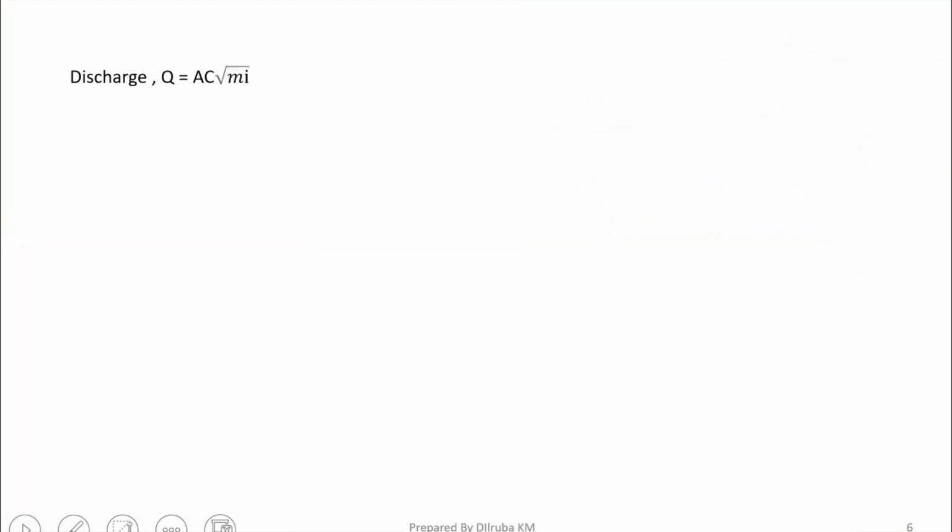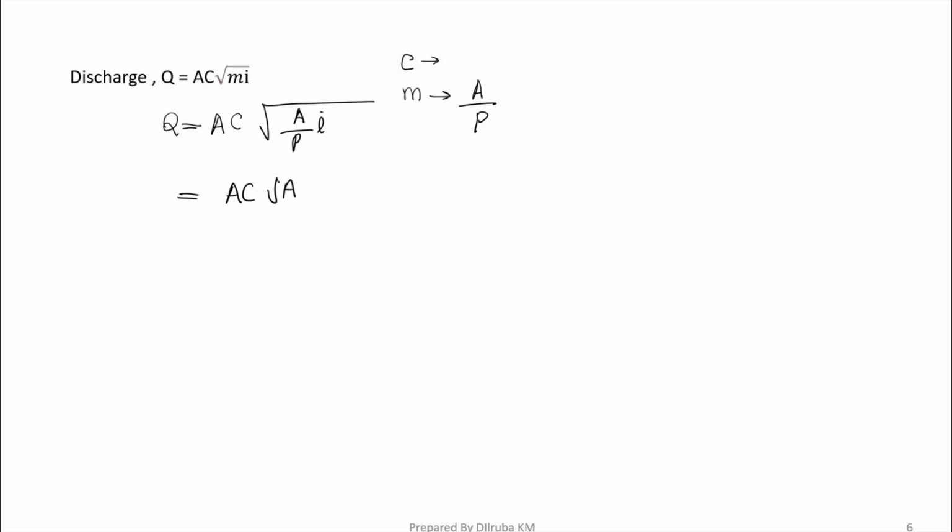We know the equation for discharge: Q is equal to A C root M I. I'm just finding out how we can maximize the discharge. In this equation, C is Chezy's constant and M is the hydraulic mean depth, which is equal to area by perimeter. So I'm substituting the value A by P for M in this equation, and the equation will become A C root of A by P into I. So it will be A C root A into I divided by root P.